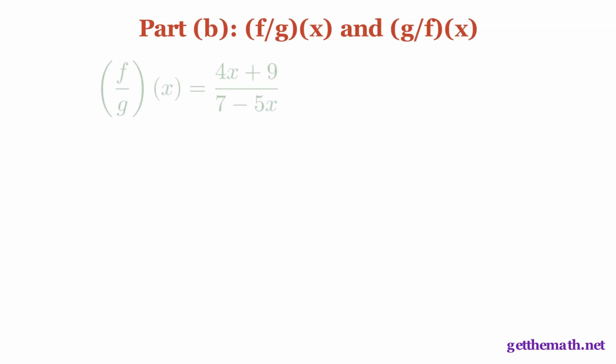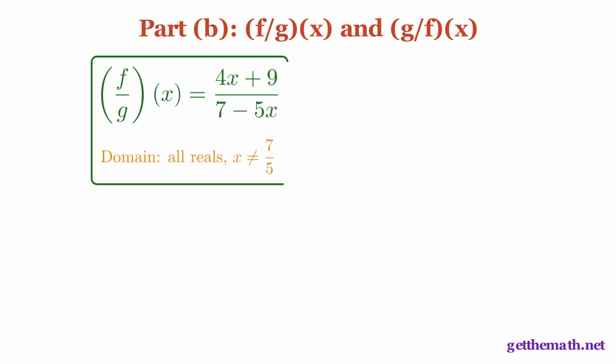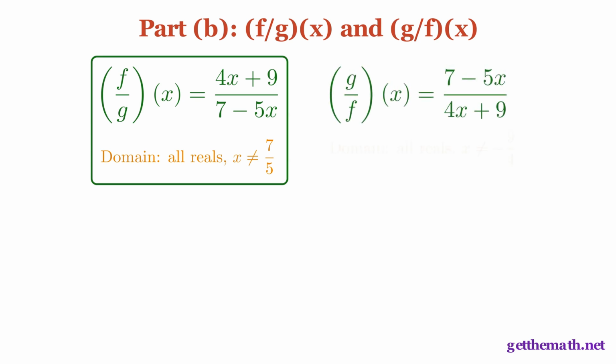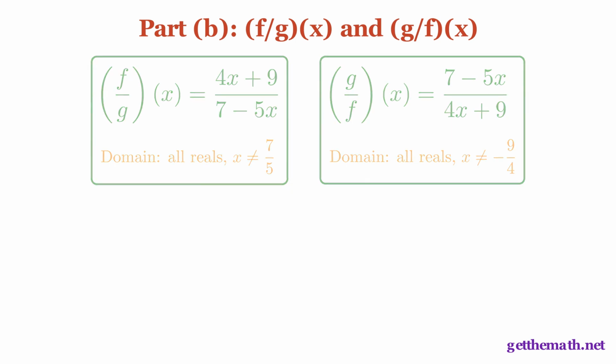F divided by g of x. F of x divided by g of x equals the fraction 4x plus 9 over 7 minus 5x. Domain, all real numbers except x equals 7/5. G divided by f of x. G of x divided by f of x equals the fraction 7 minus 5x over 4x plus 9. Domain, all real numbers except x equals negative 9/4.